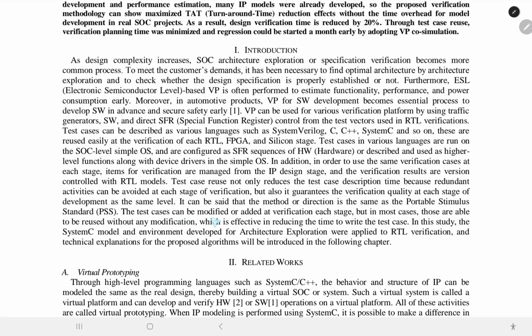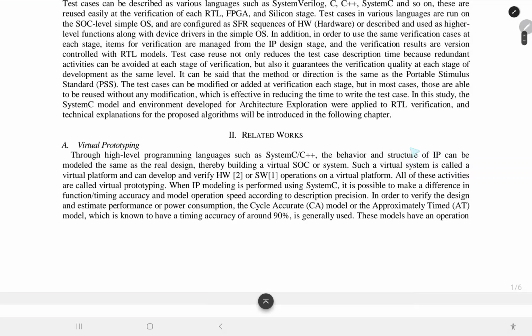The test cases can be modified or added at each verification stage, but in most cases, they are able to be reused without any modification, which is effective in reducing the time to write the test case. In this study, the SystemC model and the verification environment developed for architecture exploration were applied to RTL verification, and the technical details of the proposed algorithms will be introduced in the following chapters.